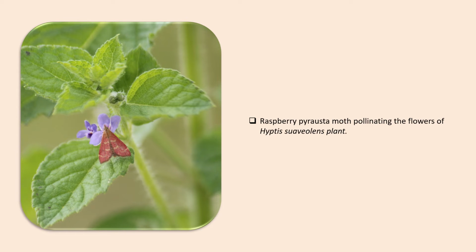As we know, birds and different insects are important pollinators, but moths and butterflies, we know they are very good pollinators, and moths, especially small moths, are very good pollinators. So this is raspberry pyrausta moth. It's pollinating the flowers of Hyptis suaveolens, and it's very small in size, maybe 1 or 2 cm, but it's very helpful for nature.